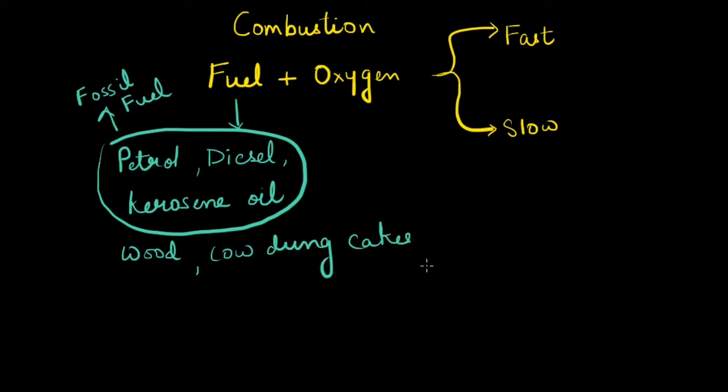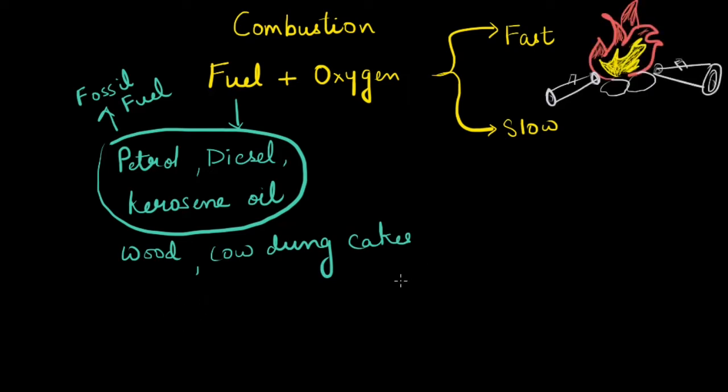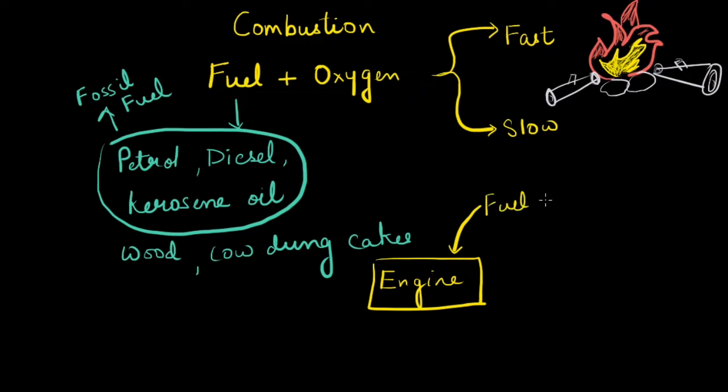Whenever we use any of these as fuel and make them combine with oxygen, a lot of heat and light is produced, and that is called fast combustion, which is seen in the form of fire. So if I have an engine and I put fuel and oxygen inside that engine and make them chemically react, a lot of energy is produced, which is used to drive your vehicles or automobiles.